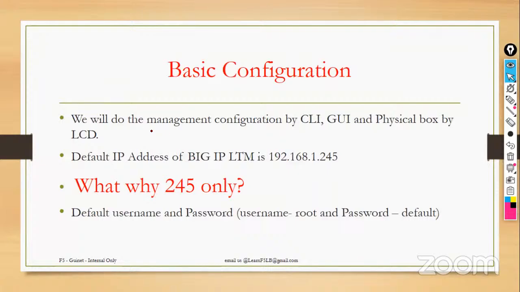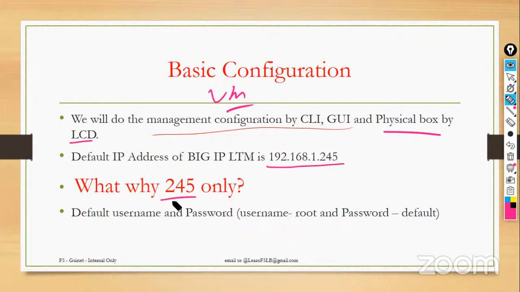So I mentioned that we will do the management configuration via the CLI and GUI on the virtual boxes, right? But on physical, we need to use the LCD and the LCD buttons. We can't do that here, but we can see how the F5 looks. Okay, so the default IP address of the F5 is 192.168.1.245, right? So why is 245 there?